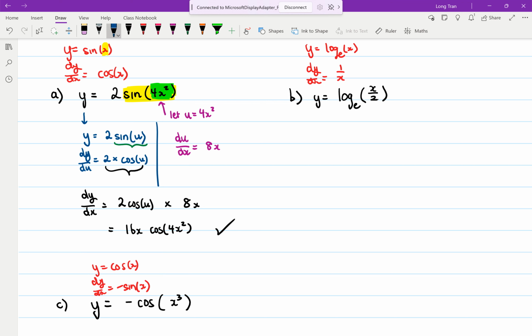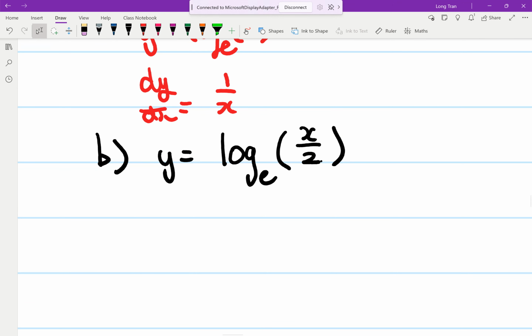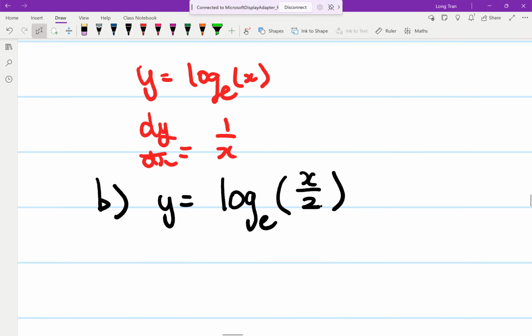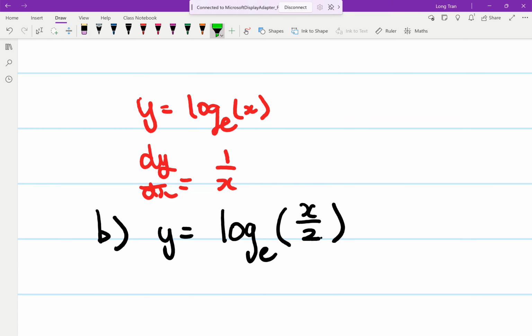So here we go. Same thing. Let's look at this problem. y equals log e of x over 2. I can't do it because all I can do is when it's x. Right now I've got x over 2. So this is where you have to replace the x on 2. That's what I'm replacing. It's a function within a function.